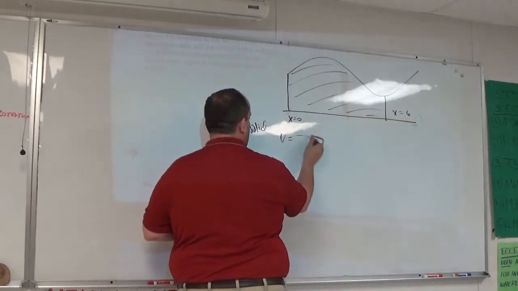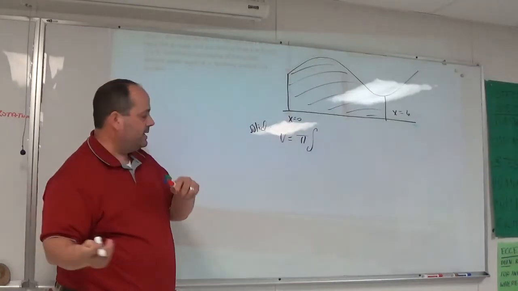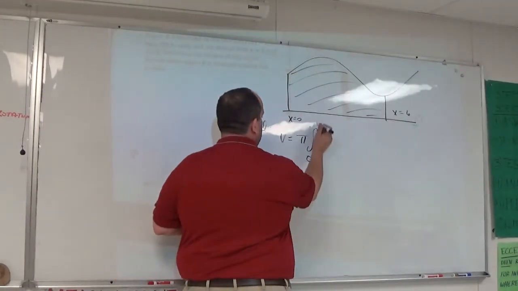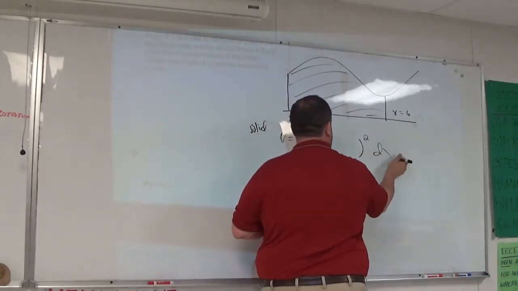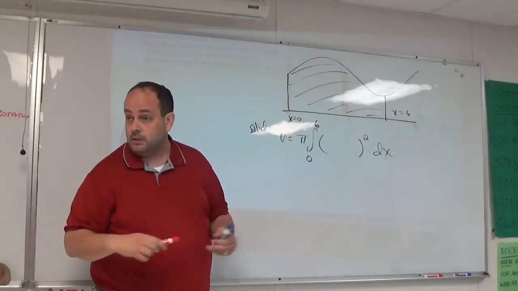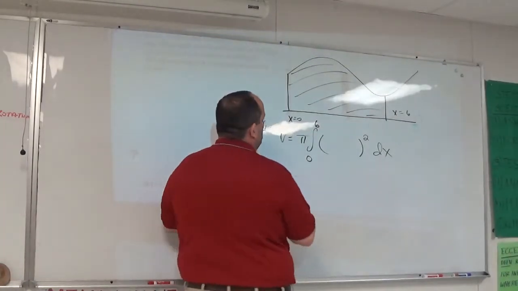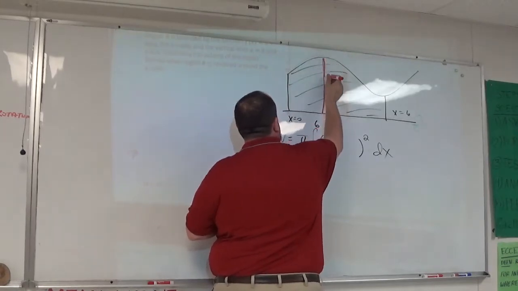So then your volume, you know the setup, it's going to be pi. You get an integral. From where to where? Hold on, Dylan. From 0 to 6. Whenever it's solid, it's just going to be your radius squared dx. The question you're going to figure out, what's the radius? You start on the axis of rotation, and you go up to the curve.